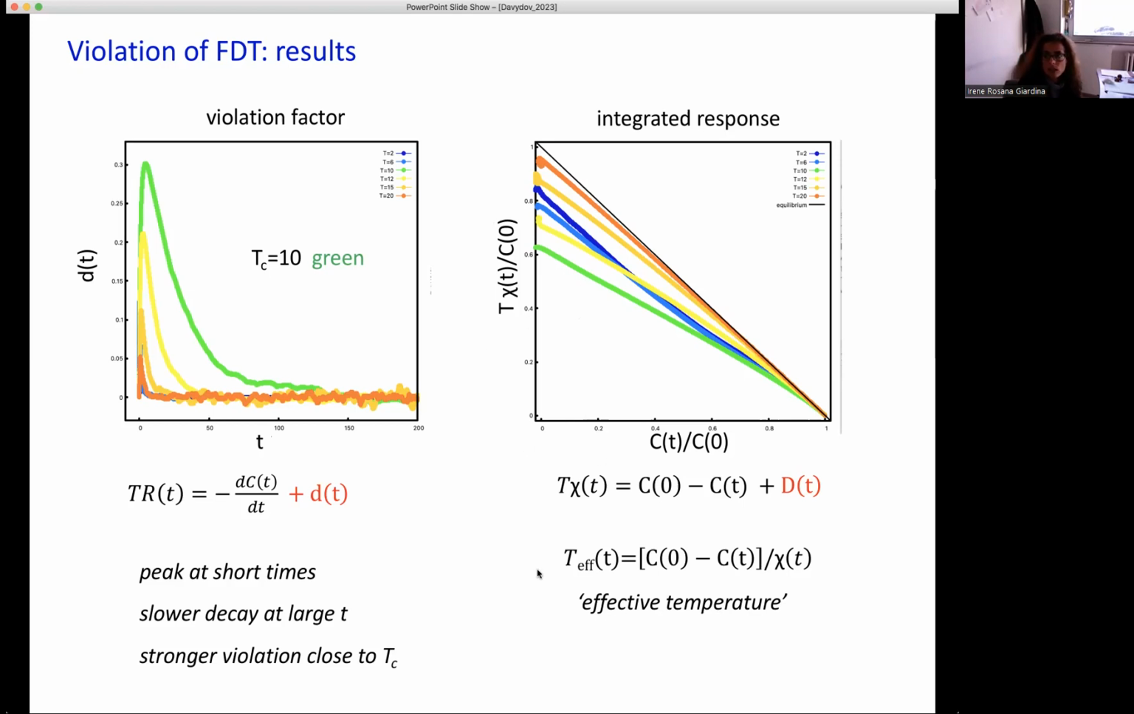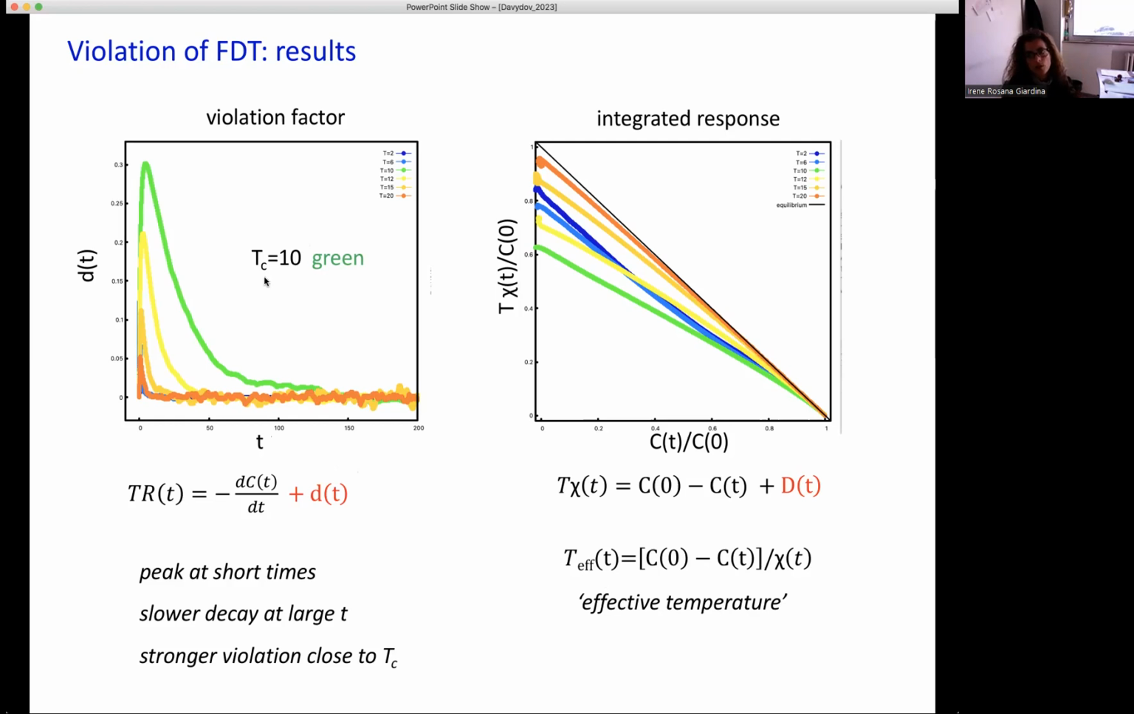On top of that, let me add that one can define what is usually called in the literature the effective temperature, which is defined in this way. It is not always a temperature, it's an abuse of language if you want, but let me call it this way because this is what is very frequently found in the literature. This effective temperature should be equal to T if we are at equilibrium, and should be different from T if we are out of equilibrium. So we have these different quantifiers of non-equilibrium behavior.